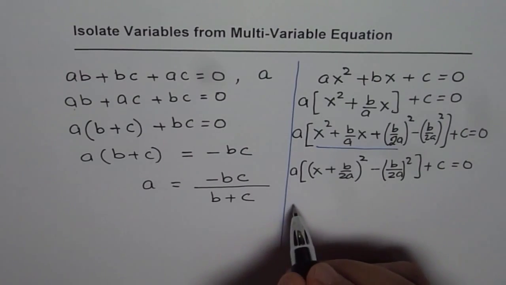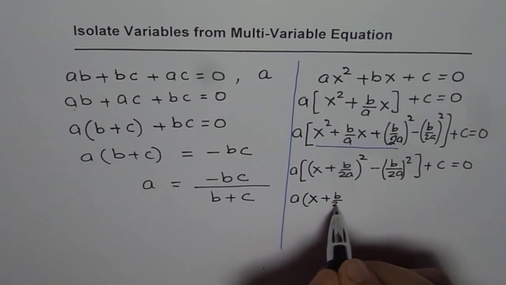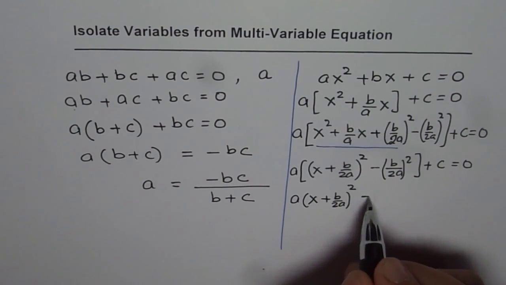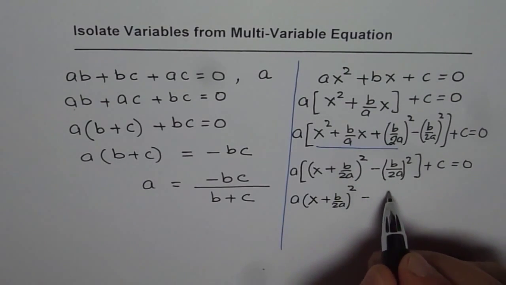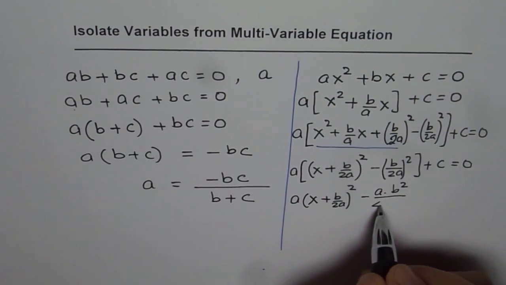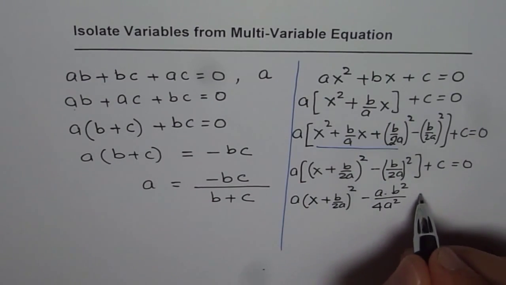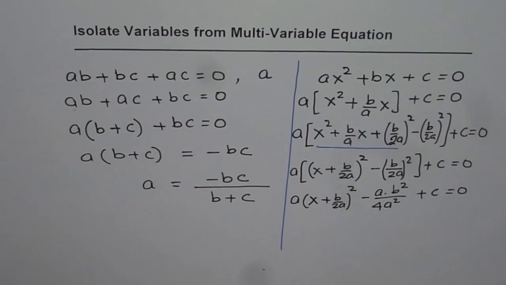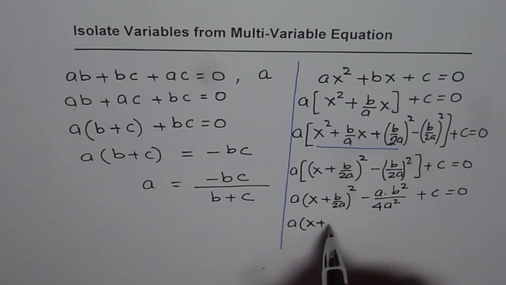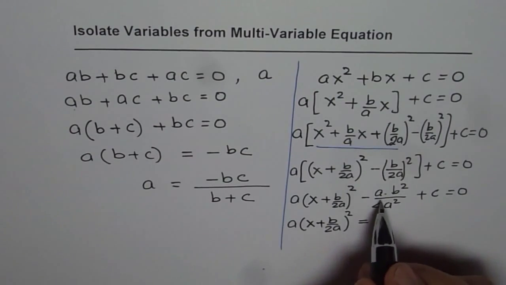So let's open the bracket. So we get a times x plus b over 2a whole square. Let's square this. When you square it, you get minus a times b square over 4a square, right? Square of 2a is 4a square, plus c equals to 0, correct? Let's rearrange this. So we get a times x plus b over 2a whole square is equal to, let's take this on the right side.